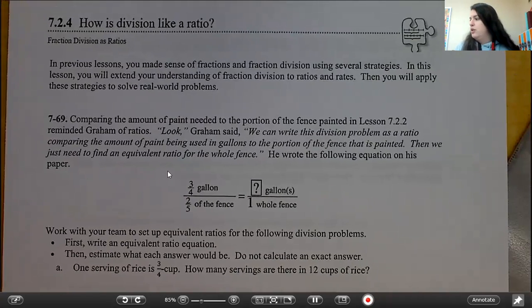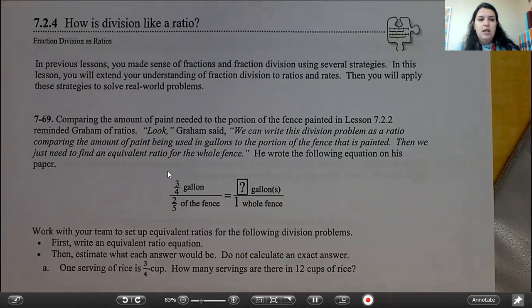How is division like a ratio? Fraction division as ratios. In previous lessons, you made sense of fractions and fraction division using several strategies. In this lesson, you will extend your understanding of fraction division to ratios and rates. Then you will apply these strategies to solve real-world problems.